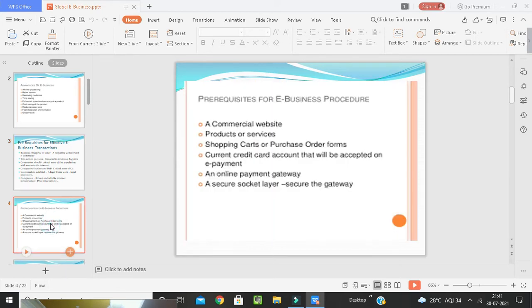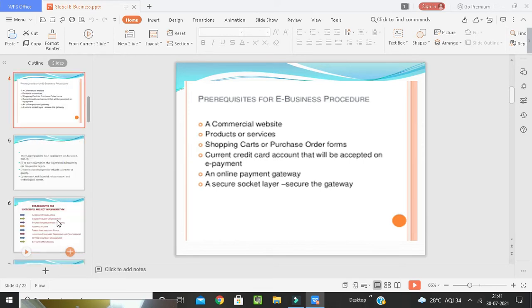Now, what are the procedures for prerequisites in e-business? First, a commercial website should be there, with products or services, and a shopping cart or purchase order form. Current credit card accounts that will be accepted for e-payments, an online payment gateway, and a secure socket layer resource that will secure the gateway. All these things come under the procedure of prerequisites.